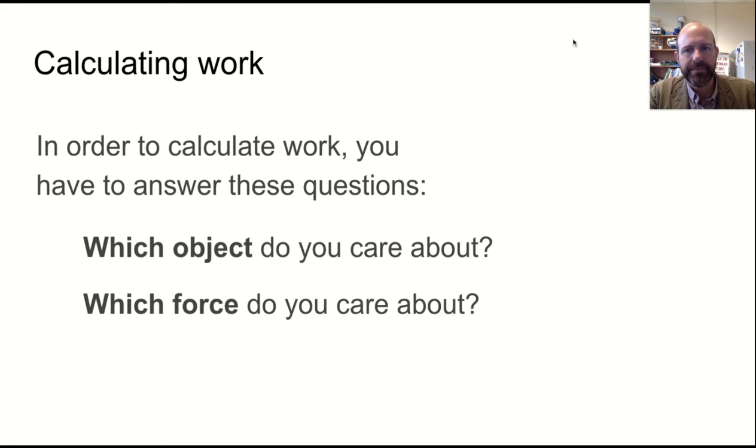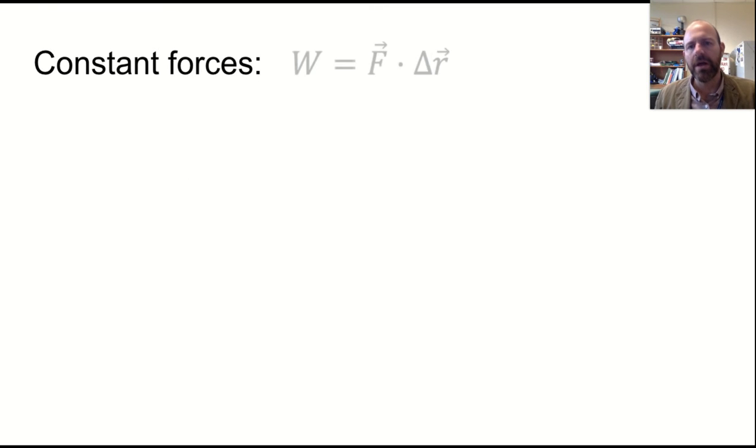So in order to actually do these calculations, you have to answer two questions first. What object do we care about? Because we're talking about forces, and forces are always on a particular object. And then specifically, we have to talk about which force we care about, because each force could do work on a given object. And I'm trying to emphasize those words. A force does work on an object as it is applied. So for constant forces and simple situations, work is F dot delta r.